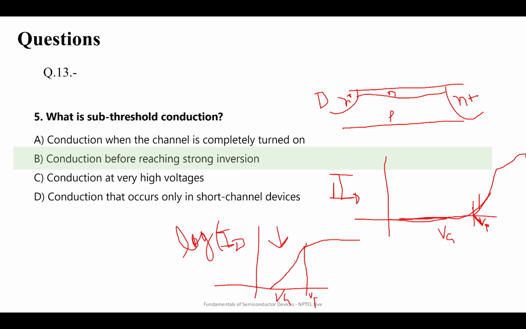If you take the slope of this curve, that would be d log ID by dVG. That would be your subthreshold slope or subthreshold swing. Basically, subthreshold slope and subthreshold swing are inverses of each other, depending on whether you take log ID upon VG or VG upon log ID.